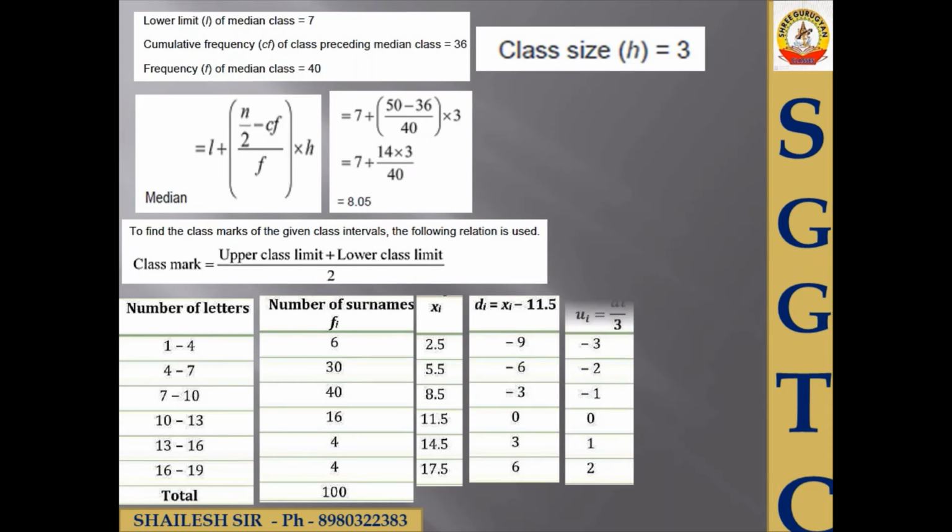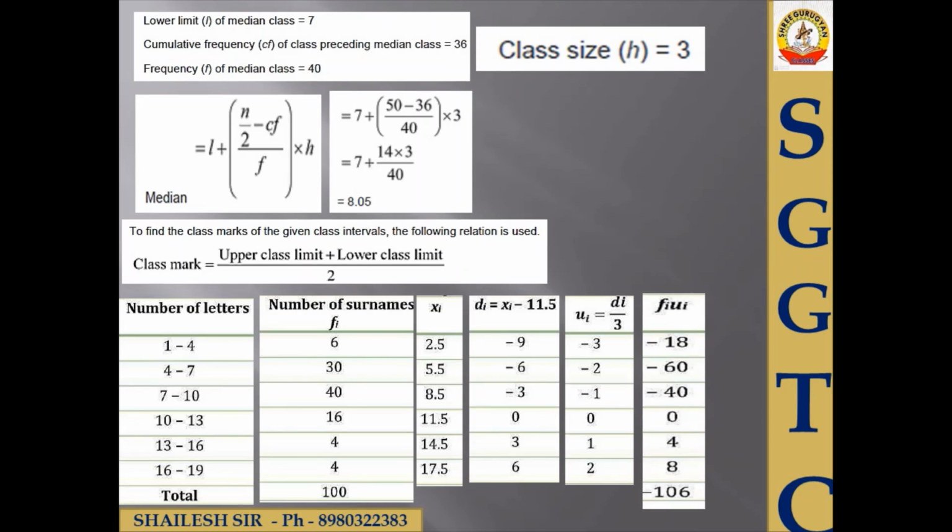So after that, ui equals di by 3. Yes, minus 9 by 3, minus 6 by 3, that like all. So divided by 3, and last write FiUi. FiUi means second table and last table. 6 into minus 3, minus 18. 30 into minus 2, minus 60. 40 into minus 1, minus 40. And that like all, sigma FiUi is ready, minus 106.